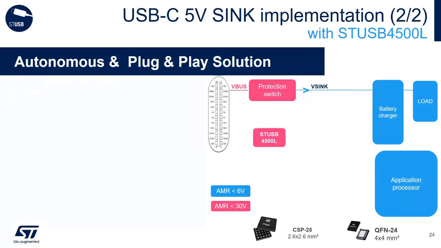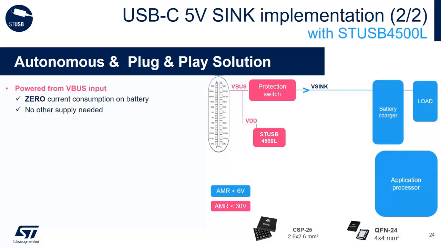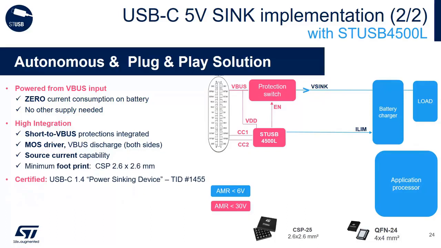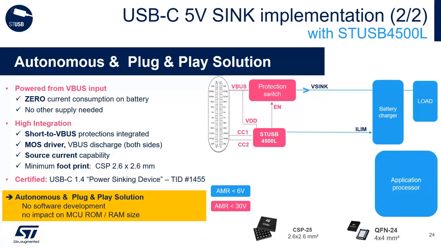The ST USB 4500L is designed in mixed signal high voltage technology, so the IC is protected up to 28 volts. Therefore, it can be powered directly on VBus even when the device battery is at 0% and the microcontroller is unpowered. It is able to support dead battery mode, identify a source, check the incoming VBus power, drive the protection switch, and report available current to the microcontroller or directly to the battery charger. It's available in QFN and chip scale package, and it is certified. Such a solution is standalone, plug and play, and requires no software skills or power delivery know-how.